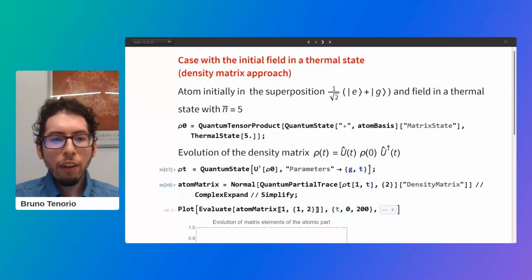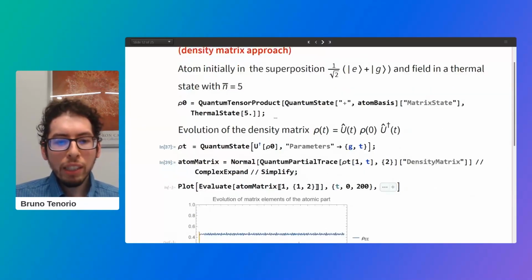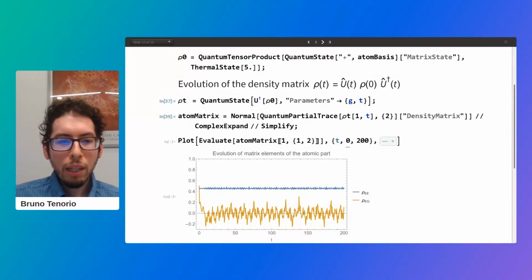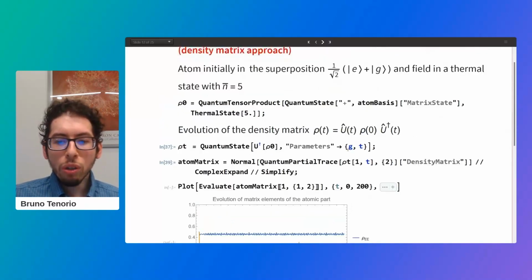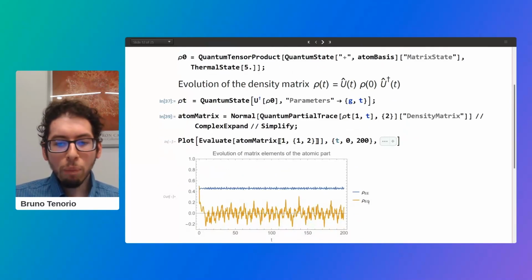Now, the case when the field is in a thermal state, we consider the atom initially in a superposition of excited and ground state, and the field in a thermal state such that the mean number of photons is equal to 5. In this case, we are working with a density matrix, so the evolution is of this equation. We have this rho t, and after we trace out the field component, we just have a matrix that's related to the atom. We can plot the EE and the EG components of this matrix.